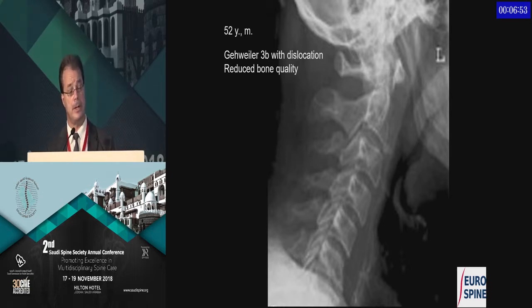This is another type of injury with a G-value 3B, with dislocation in a patient that has reduced bone quality. And this is another thing, of course, if we're dealing with these elderly people, we not only have to have a concept of stabilization that works in young patients, but we need to modify, sometimes amplify our usual concept in order to take care of the reduced bone quality.